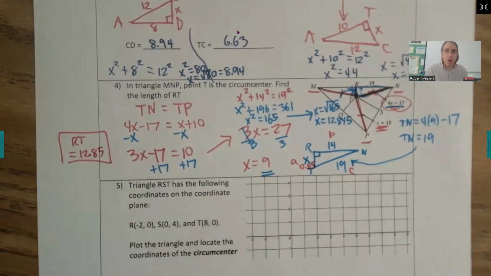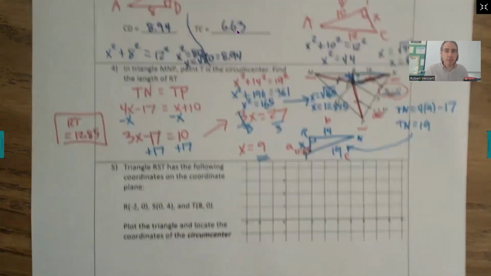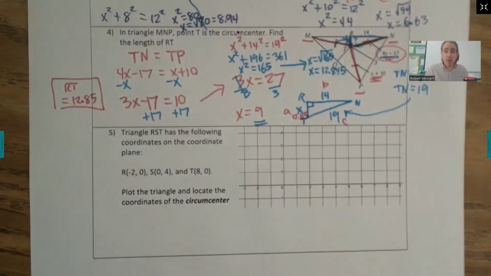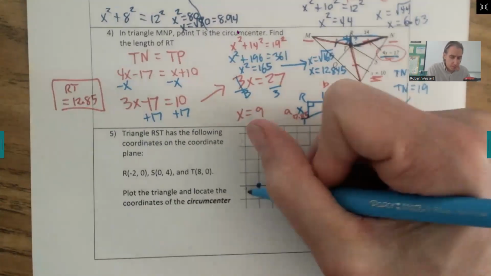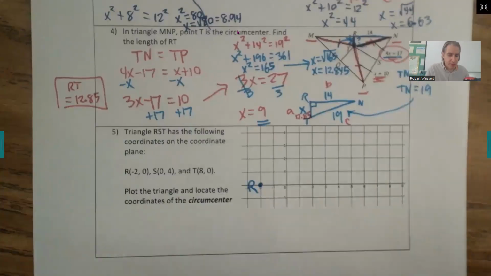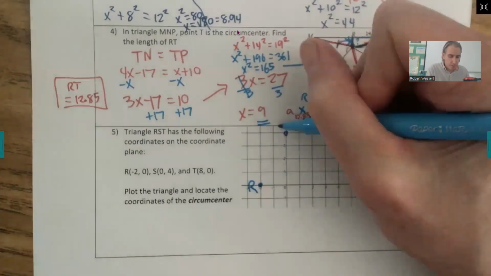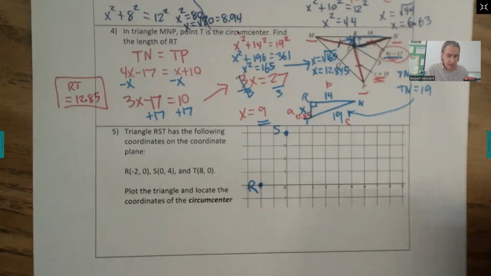All right, one more problem for circumcenters. Let's take a look at a coordinate plane. Triangle RST has the following coordinates on the coordinate plane. R is -2, 0. S is 0, 4. And T is 8, 0.